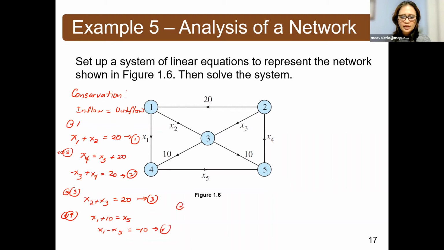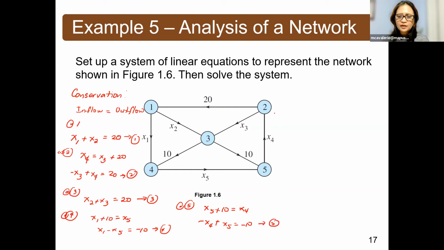And finally, at junction 5, we will have the inflow as x sub 5 plus 10 is equivalent to x sub 4, or that will be negative x sub 4 plus x sub 5 is equivalent to negative 10. Let this be my equation 5.